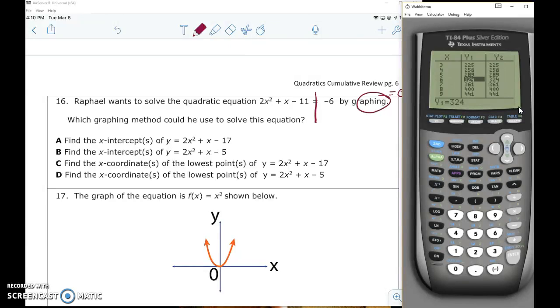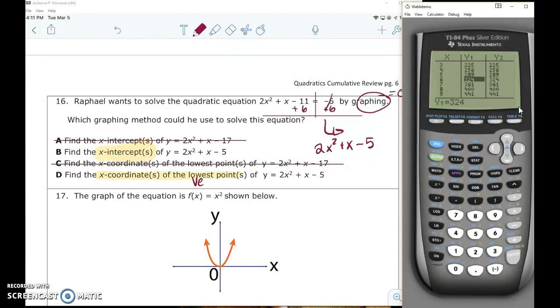So on this equation, I would add 6 to both sides because this is negative. 2x squared plus 11x minus 6 becomes 2x squared plus 11x, and negative... so I'm going to cross off any of our answer choices that don't have minus 5 on the end. Okay, choice B says to find the x-intercepts of this equation. Choice D says find the x-coordinates of the lowest point.